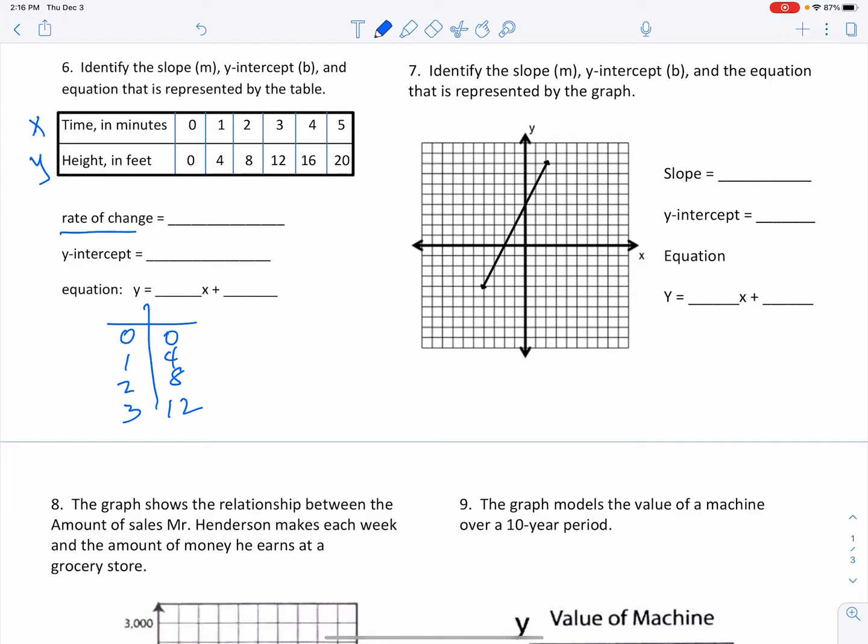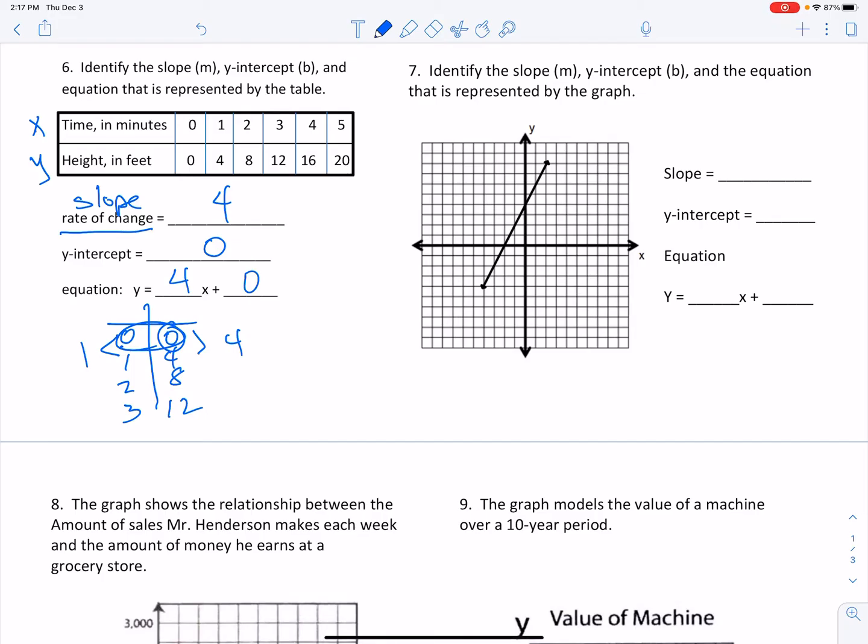Now it asks for a rate of change, and the rate of change is nothing but the slope. That's all it amounts to. So it's the pattern on the right divided by the pattern on the left. So 4 over 1 is 4. And again, the y-intercept is the y value when x is 0. So it's going to be 0. So we plug it into the equation as 4x plus 0.